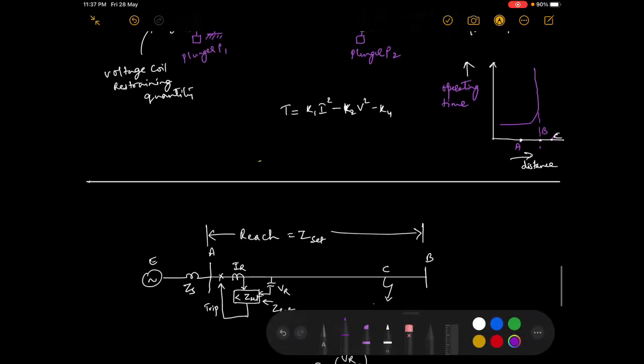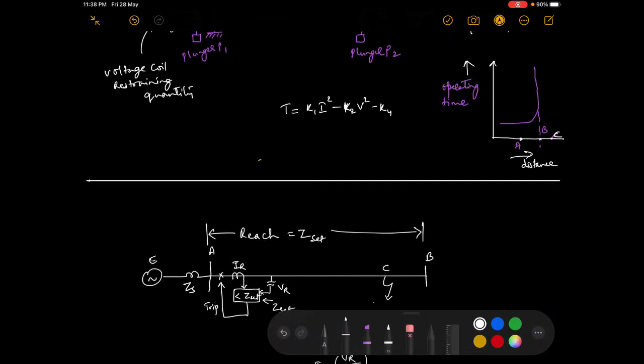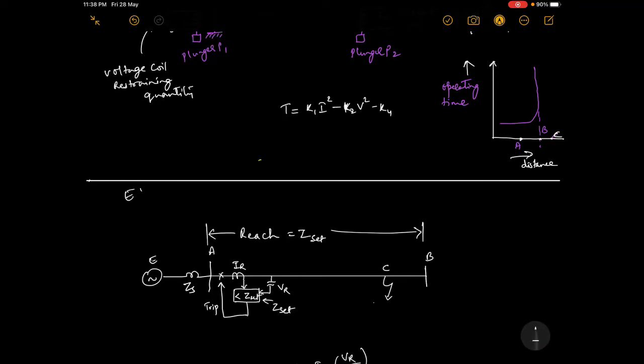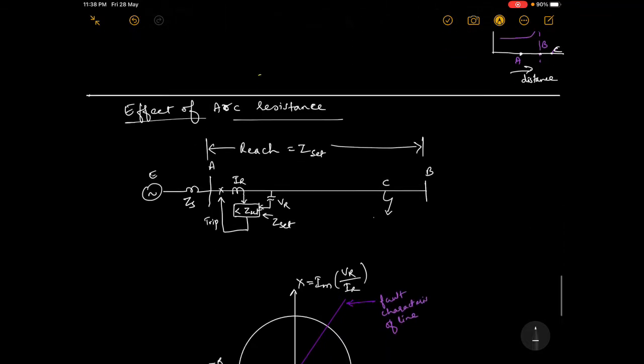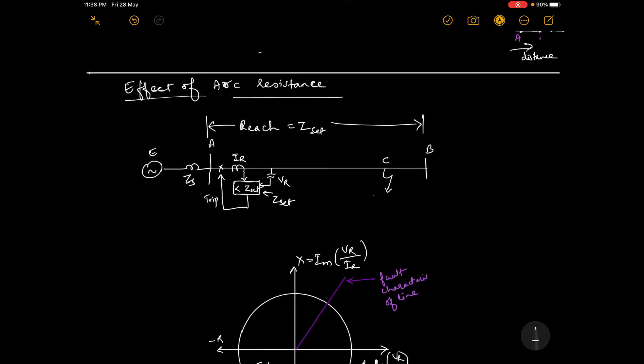Okay, the next topic we are going to learn is the effect of arc resistance. Here we have taken the same diagram again: the transmission line from bus A to bus B, and we have implemented the same distance relay. We are going to see some of the problems here.